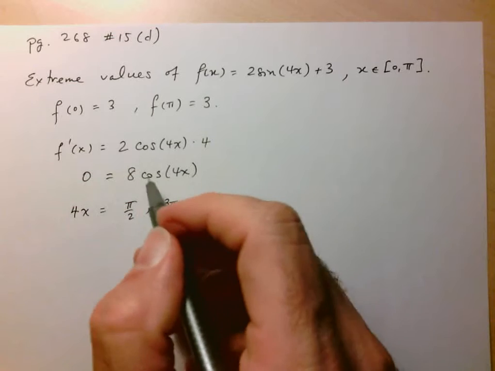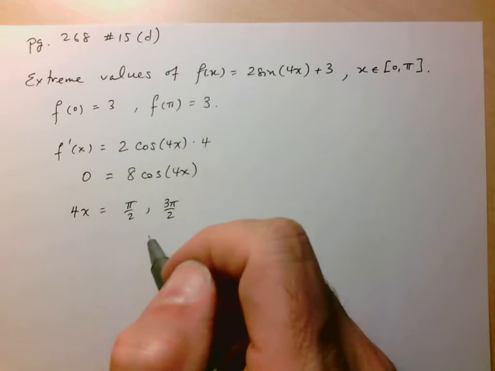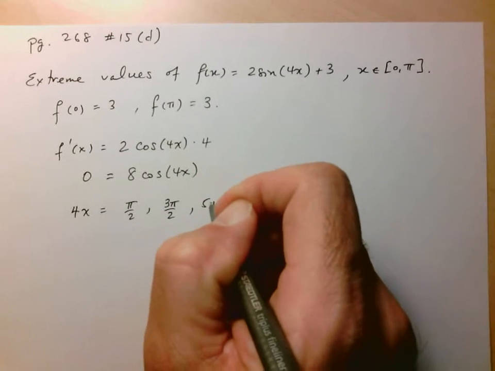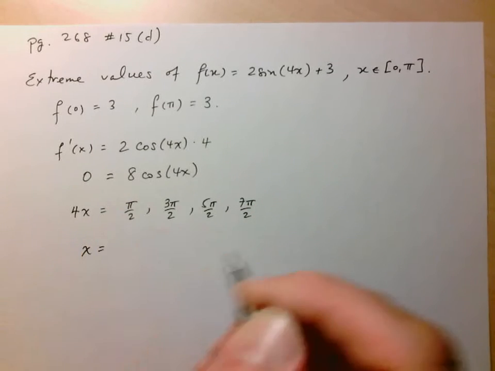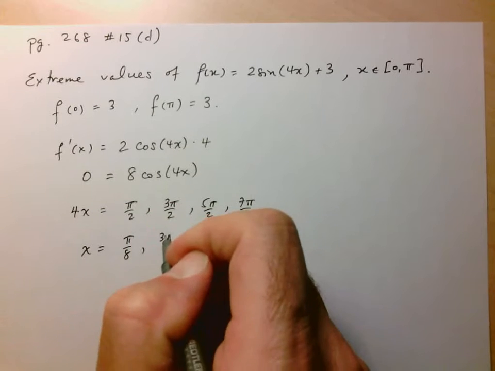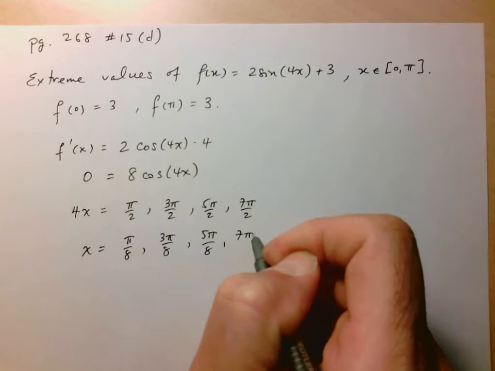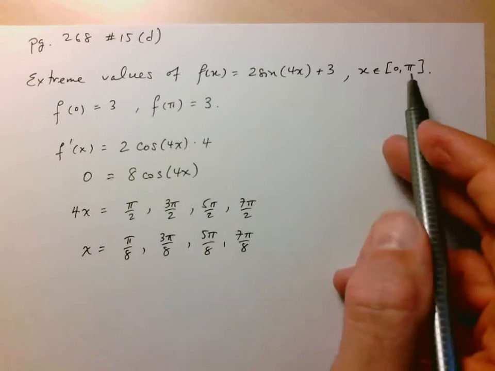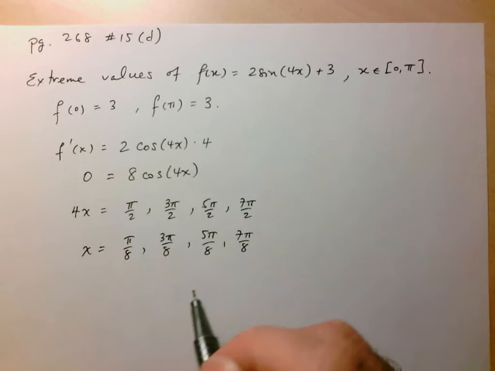Now here we've got a horizontal compression of our function, so we should expect to have more answers here. So let's keep going with a couple more. 5 pi over 2. Okay, 7 pi over 2, and let's solve for x here. So divide by 4, so pi over 8, 3 pi over 8, 5 pi over 8, 7 pi over 8. Okay, and I think that's all we need, because if we go further, we'll have a number greater than pi, and obviously if we go into the negatives, we'll have a number less than 0.